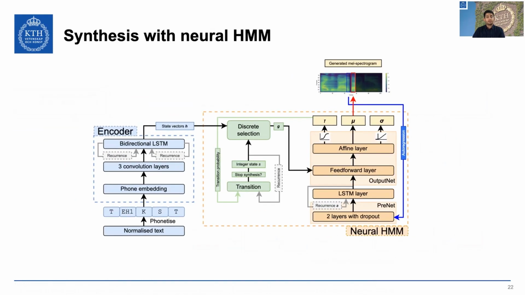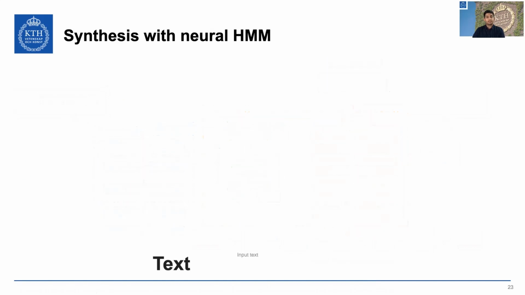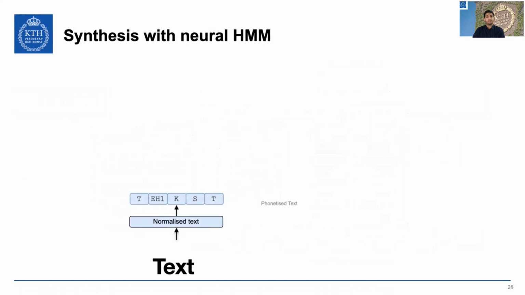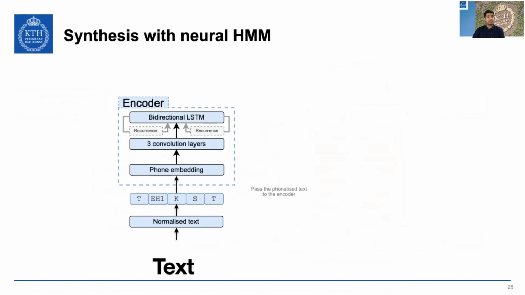We've talked about the benefits of neural HMMs. Now let's take a quick look at how the model synthesizes the mel spectrogram. We take the input text, run it through the regular text normalization, and phonetize it. We then pass the phonetized text to the encoder. The encoder then outputs a sequence of vectors where each vector defines a state in the neural HMM.